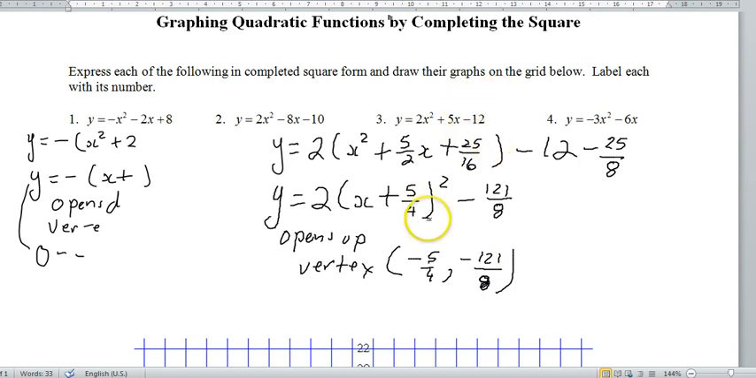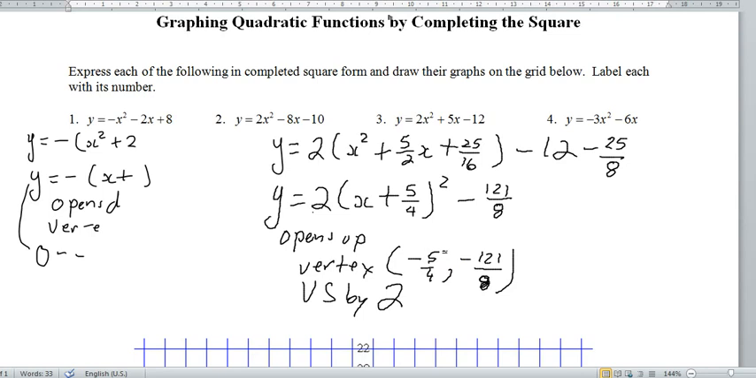X-intercepts can be determined as before, and they are negative 4 and positive 3 halves. And I'm going to leave this to you to graph. You can graph this. Again, opens up, vertically stretched by a factor of 2, so VS by 2. And you can draw the graph of that on the grid below.